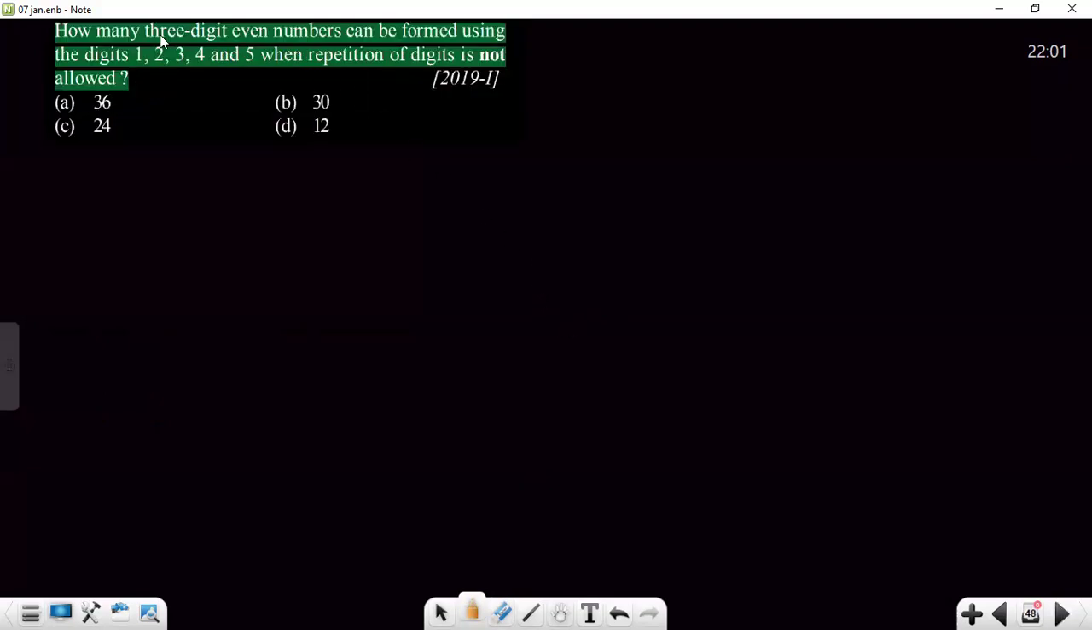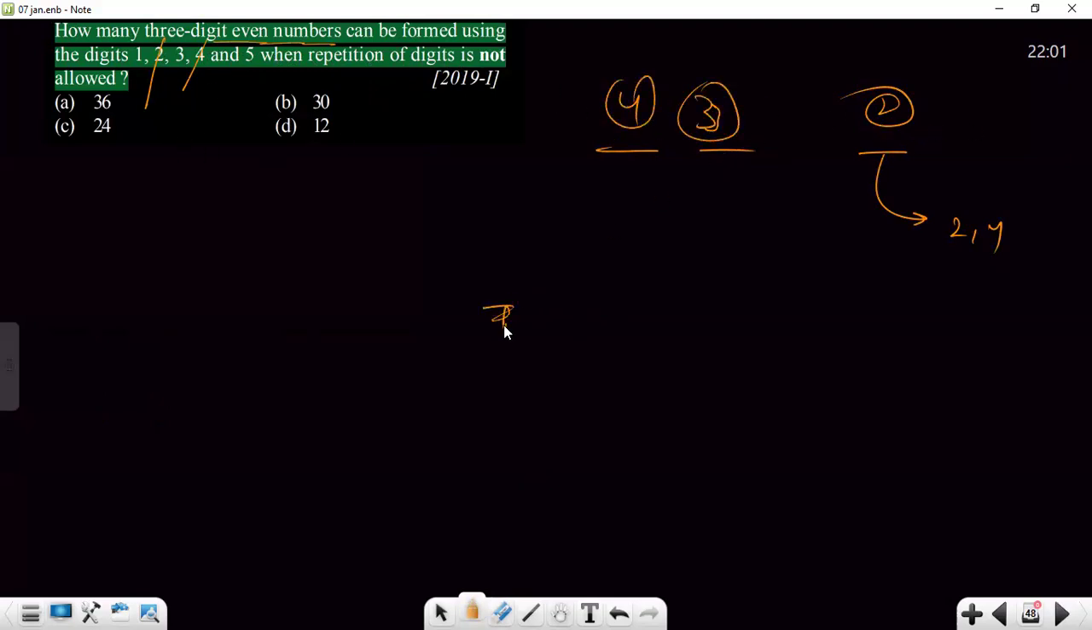There's one more question. Let's solve it. How many 3-digit even numbers with the digits 1, 2, 3, 4, 5? So the number should be even, so 2 and 4 can be used. How many choices? 2. When repetition of digits is not allowed, we had 5 choices, out of which one we have used, so 4, 3 are the choices available here. 4 into 3 into 2. 4 into 3 is 12, into 2 is basically 24. C should be our answer.